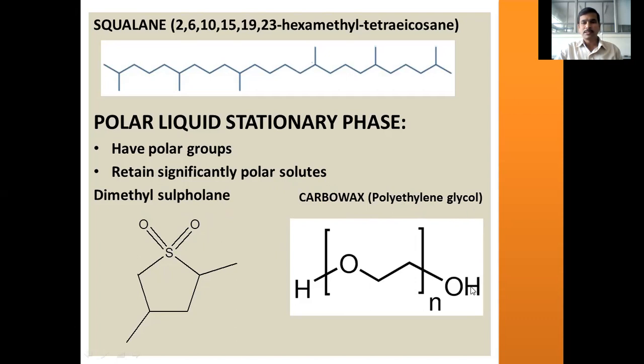Polyethylene glycol has an OH group. It has an OH group. So polyethylene glycol, because of the OH group present, is polar.